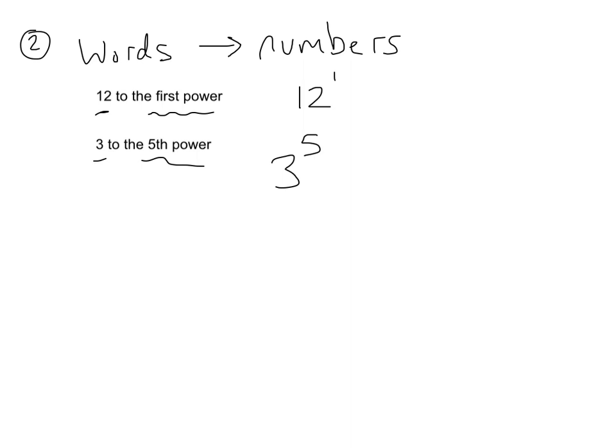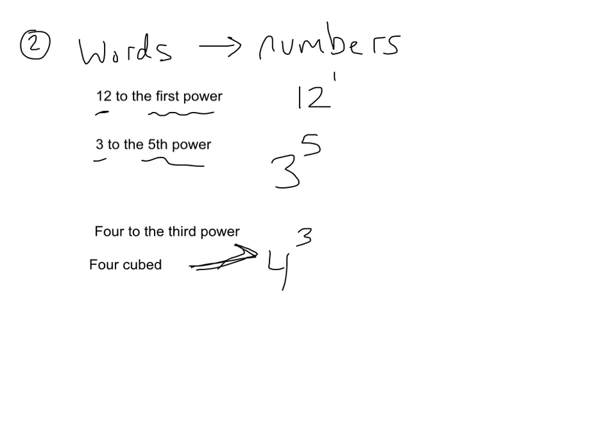Now we have some other special circumstances too, though. If I said 4 to the third power, well, the base is 4, and that is written like that. But I could also write it as 4 cubed. Okay, those two things both mean the same. Both of those right there mean 4 with an exponent of 3.